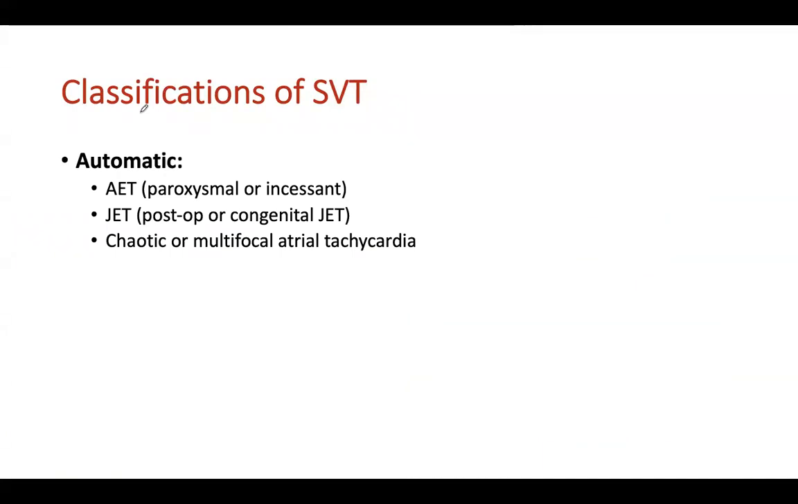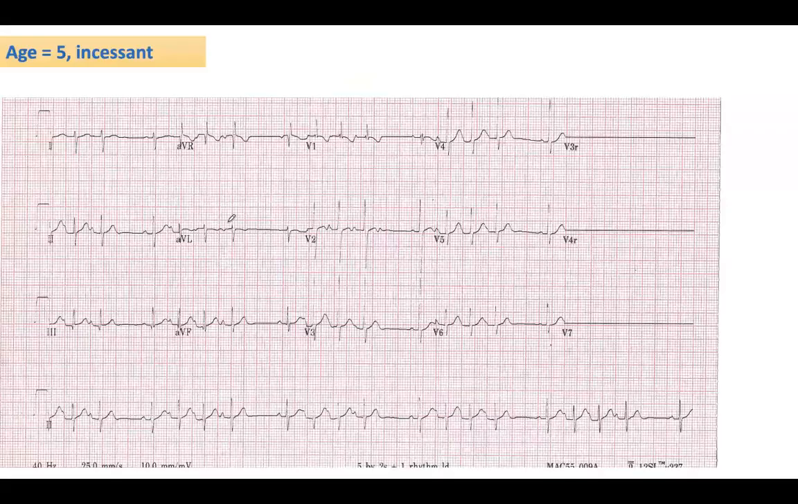So the other classification of SVT is automatic. Examples are atrial ectopic tachycardia, junctional ectopic tachycardia, or multifocal atrial tachycardia. Atrial tachycardia could be paroxysmal or incessant, so it might be very difficult to treat. JET is usually post-op or congenital, and we have many examples of both in our center.